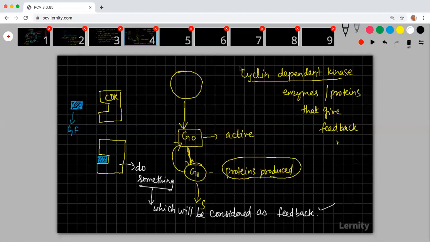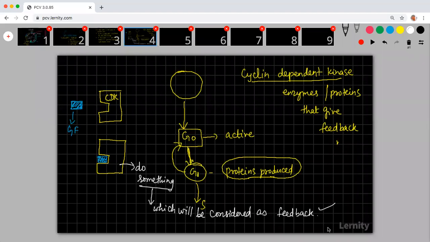Cyclin is a protein. Cyclin dependent kinase. If the cyclin dependent kinase is triggered, it will have some specific areas where some things can come and attach. When it is activated, it will do some activity which will be considered as a feedback. If this feedback is done, it indicates something. If this feedback is not done, it indicates something else.